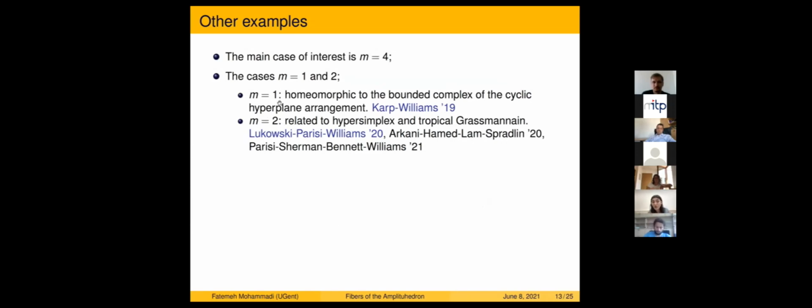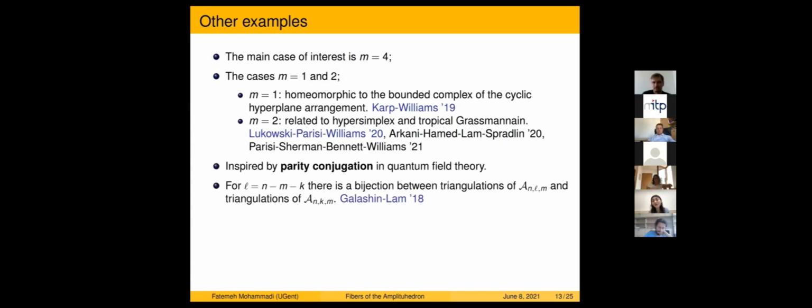For example, the m=1 case of the amplituhedron is homeomorphic to the bounded complex of the cyclic hyperplane arrangement. This has been studied by Steven Karp and Lauren Williams. For the m=2 case, there is a series of nice papers recently, just in the past year, showing that the m=2 case is related to the hypersimplex and tropical positive Grassmannians. So somehow you have a fan structure, and you can compare this fan structure of the amplituhedron to the structure of the fan of the hypersimplex.